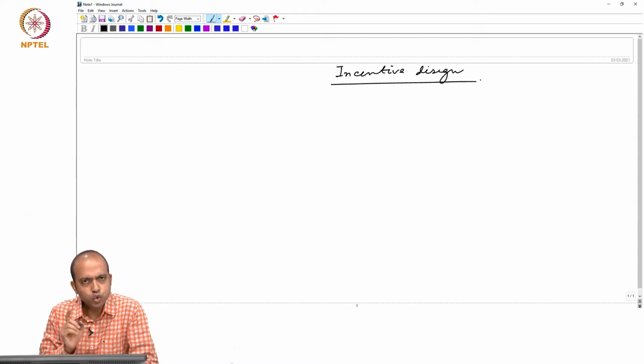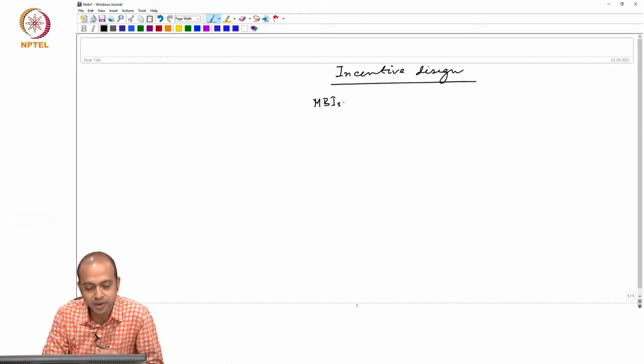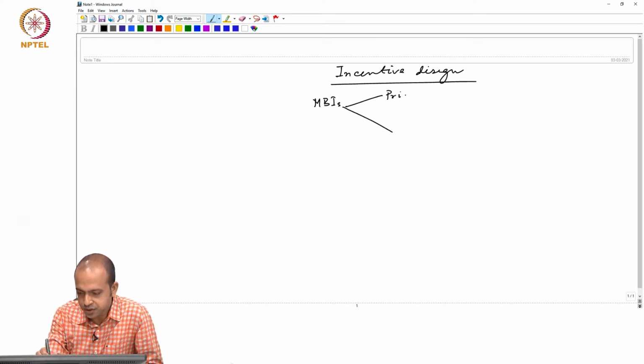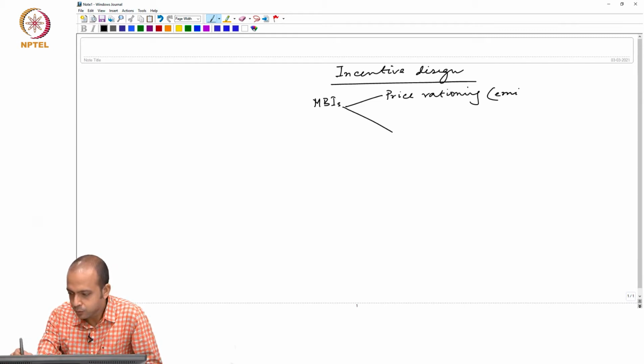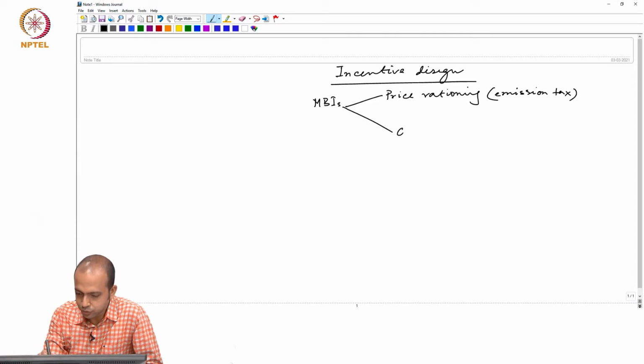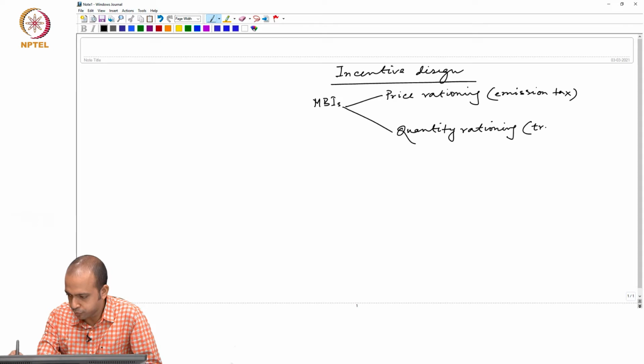So, we have discussed two market based instruments. These are called market based instruments, or in short MBIs. First, we discussed price rationing, which is emission tax. And then we have also discussed quantity rationing, which is tradable pollution permit.